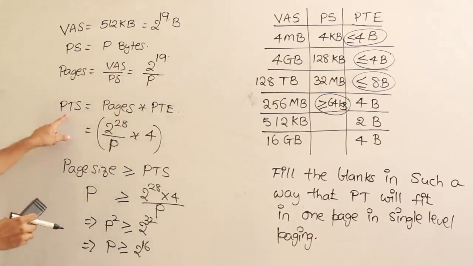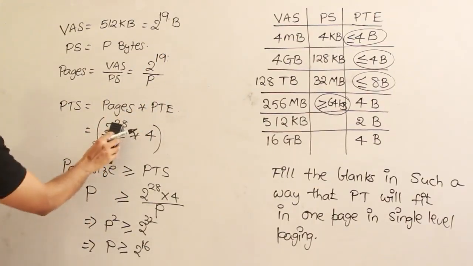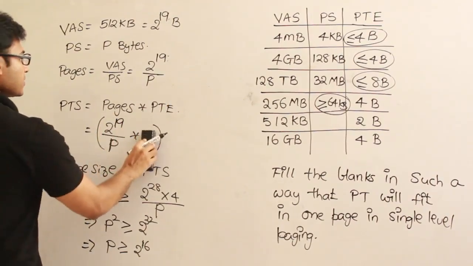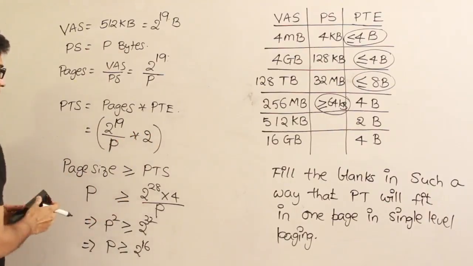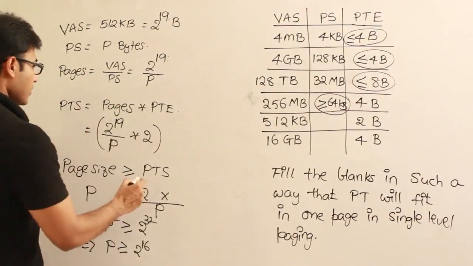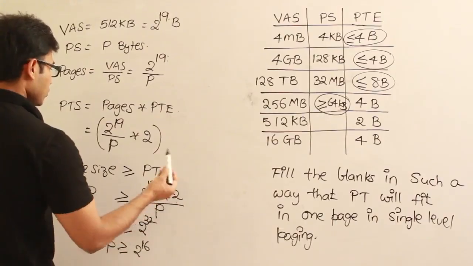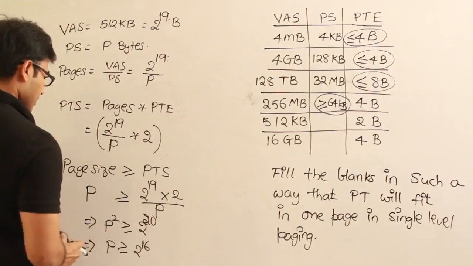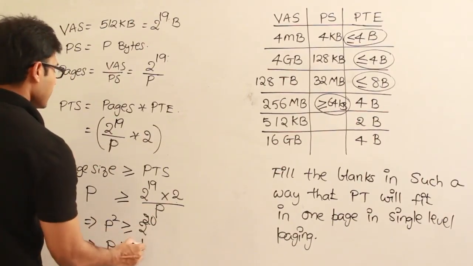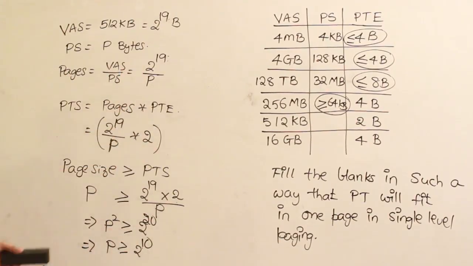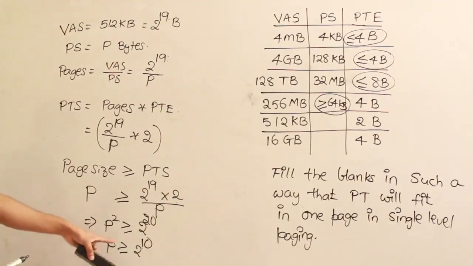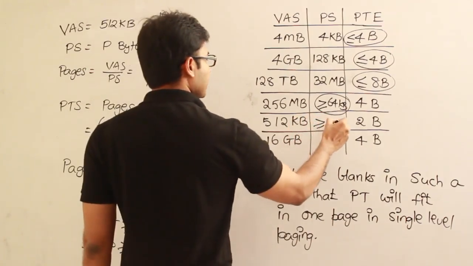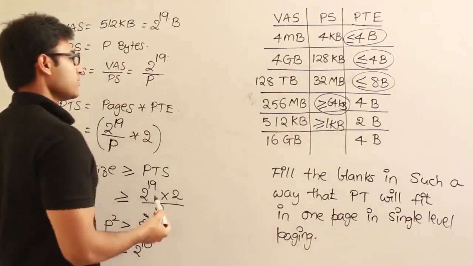And now page table size is number of pages into page table entry size. So it is 2 power 19 into the page table entry size, 2 bytes, right? So it is 2 power 19 into 2. How much is it? It is 2 power 20, right? Then P is greater than or equal to 2 power 10. I solved it along the same lines. Therefore what is the page size? Page size has to be greater than or equal to 2 power 10 bytes, which means 1 KB, right?